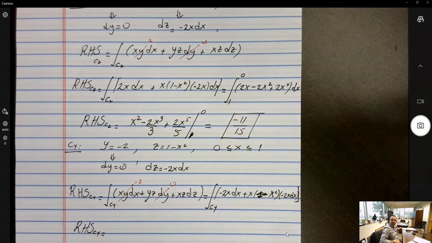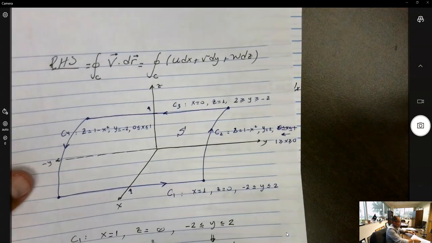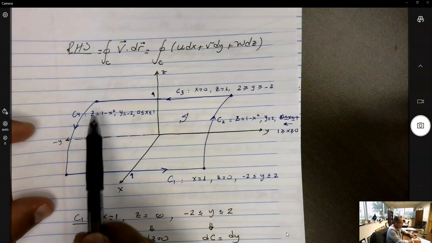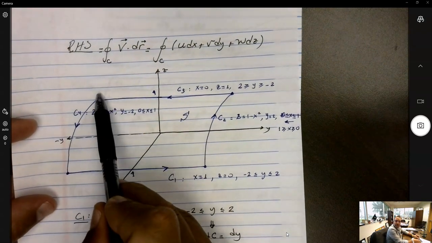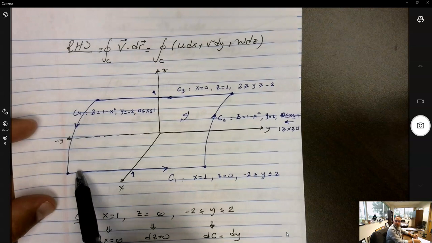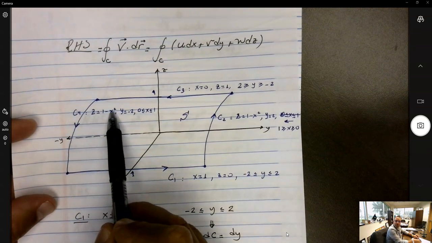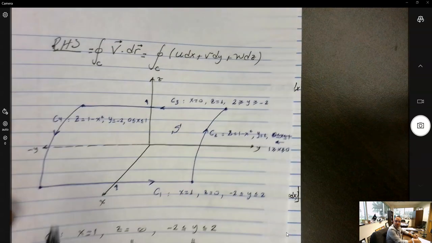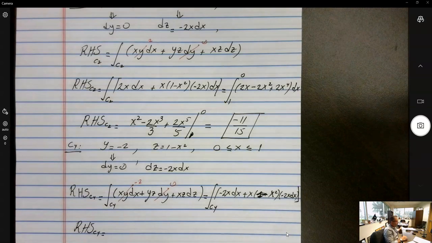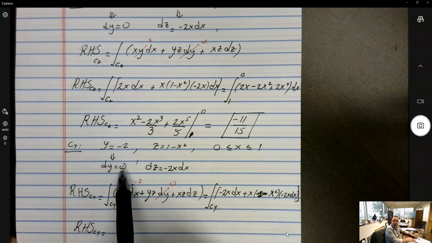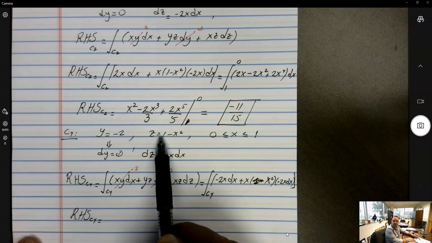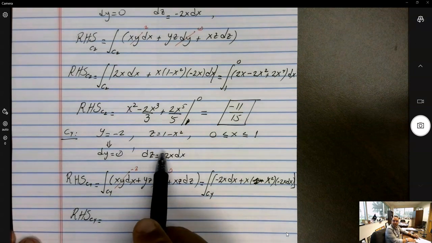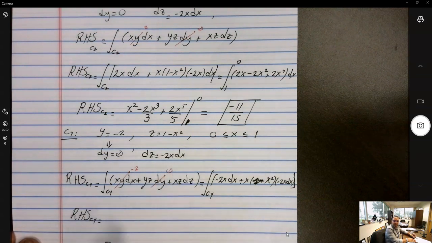The last portion of this integral will be on C4. So from x equals 0 to x equal 1 along the line z equals 1 minus x squared, when y is equal to minus 2. So y is equal to a constant, and therefore dy is equal to 0. Same thing, z is equal to 1 minus x squared, so dz is equal to minus 2x dx.